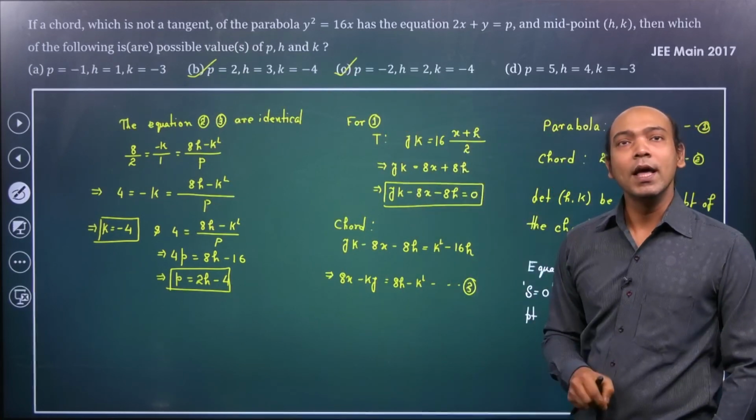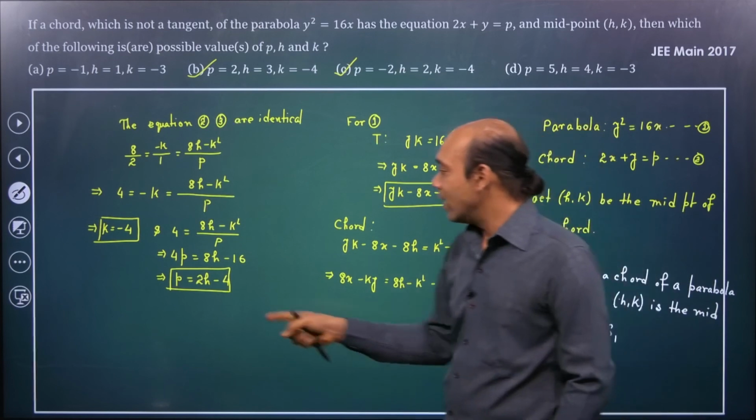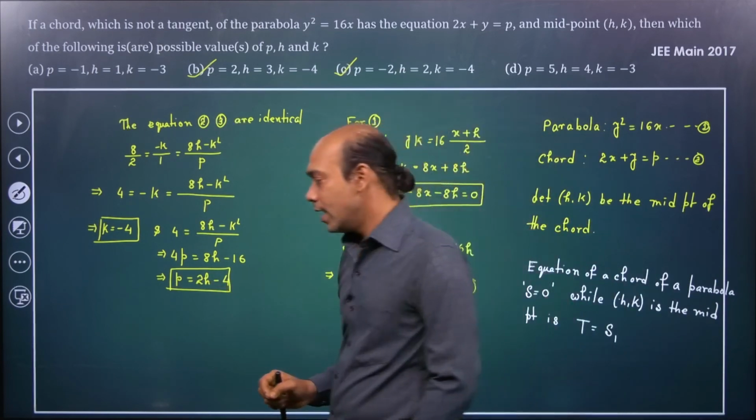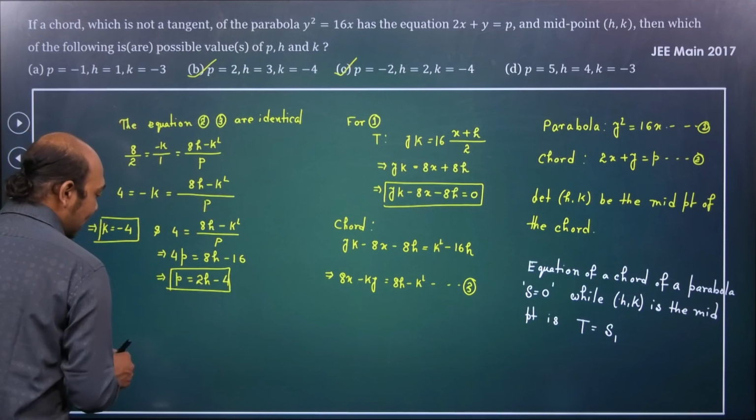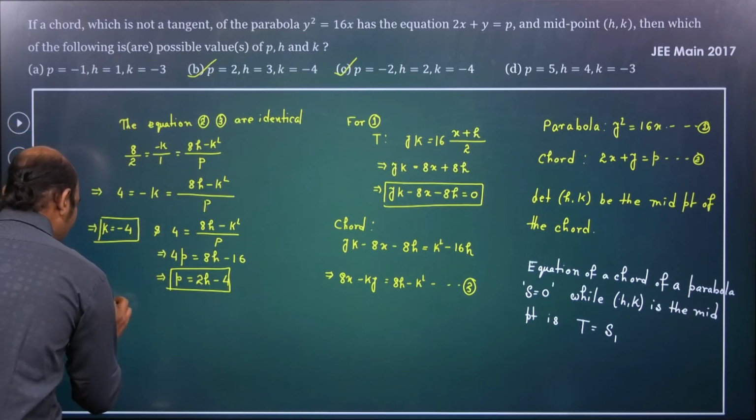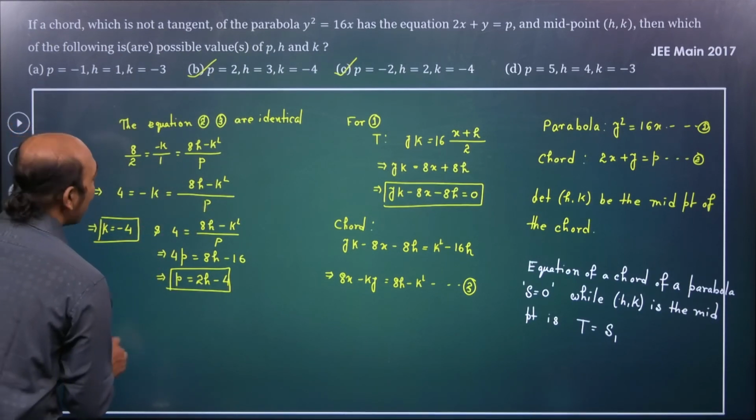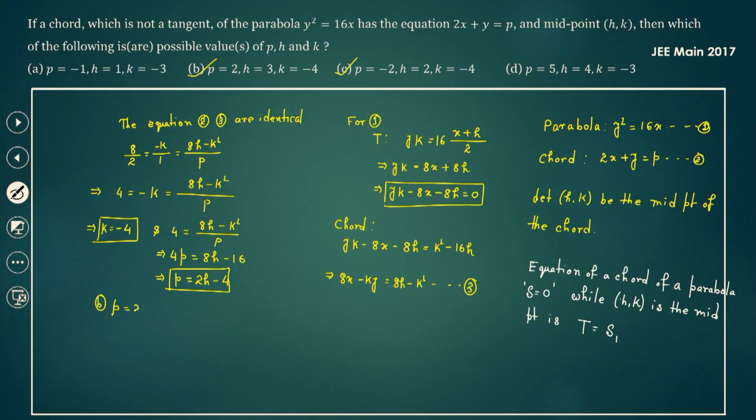Obviously k is equal to minus 4. Now we have to check where p is equal to 2h minus 4. Let's see option B. Okay, option B, what is my p? p is given as 2 and h is given as 3. So therefore 2h minus 4 gives you 6 minus 4, and that's 2.